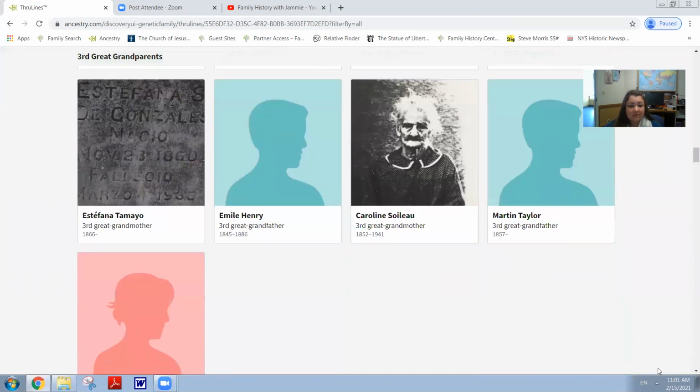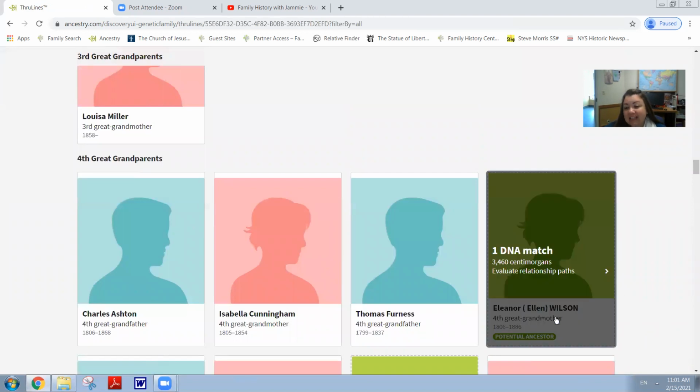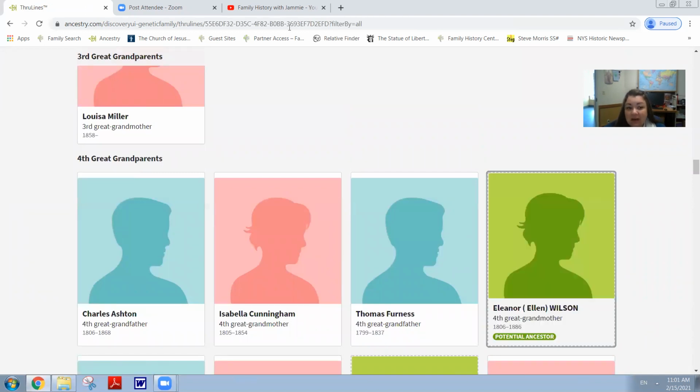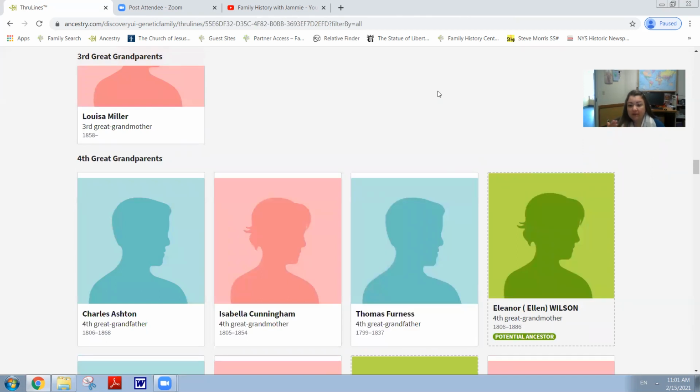Look at this amazing picture I have of my 3rd great grandmother. But you scroll down through here. Oh, well, look, I did not have this person in my tree. This is 4th great grandparents. I have no pictures. It shows me that I don't have pictures. This is clearly an area where I need to work.